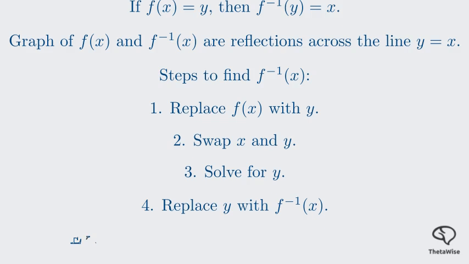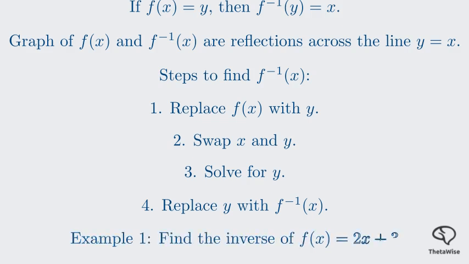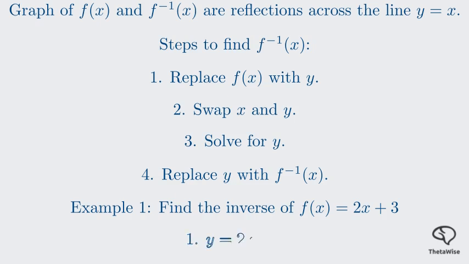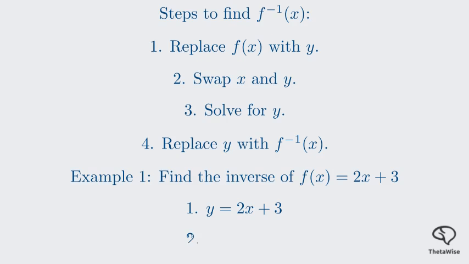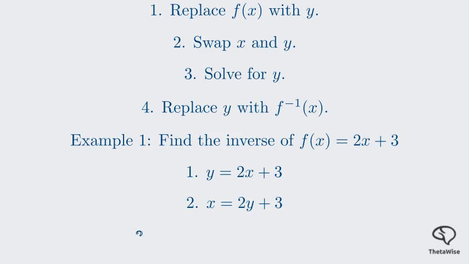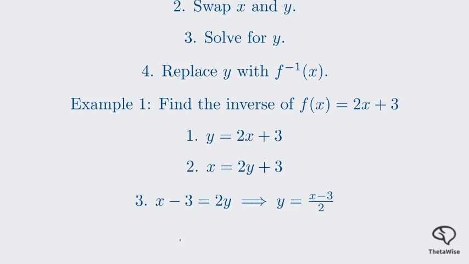Let's try an example. Example 1. Find the inverse of f of x equals 2x plus 3. Step 1. Y equals 2x plus 3. Step 2. X equals 2y plus 3. Step 3. Solve for y. Subtract 3 from both sides to get x minus 3 equals 2y. Then divide by 2 to get y equals x minus 3 over 2. Step 4. Replace y with f inverse of x. So the inverse function is f inverse of x equals x minus 3 over 2.